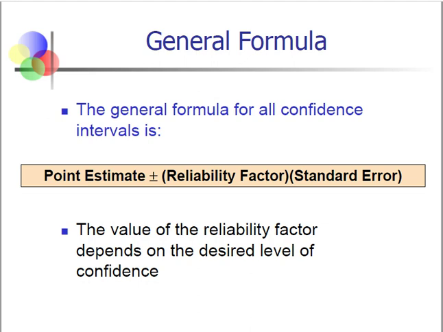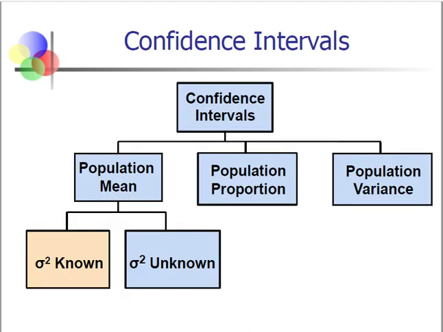Now, the general formula of a confidence interval is just given by the point estimate plus or minus reliability factor multiplied by the standard error. Remember from the previous topic that the standard error is just the standard deviation of the sampling distribution. The value of the reliability factor depends on the desired level of confidence, and we'll see how this is drawn. We can construct confidence intervals for population mean, population proportion, and population variance.